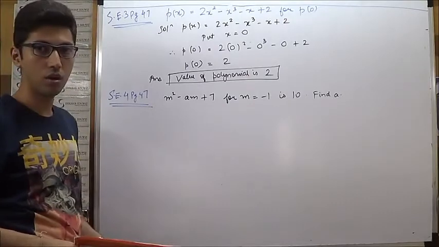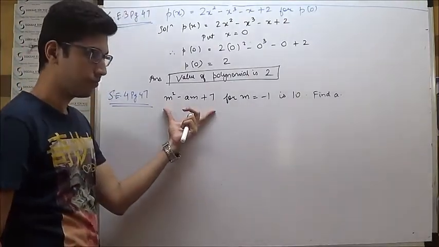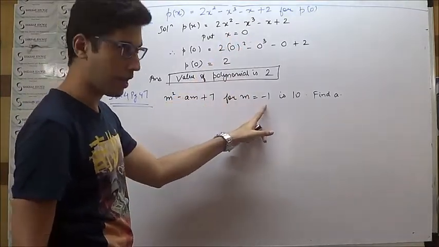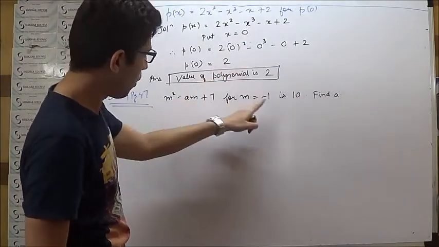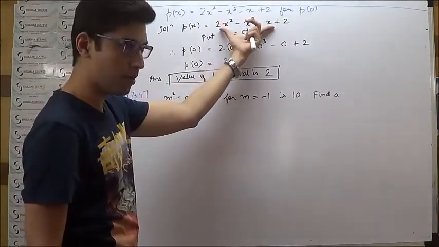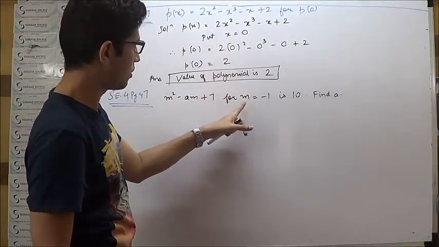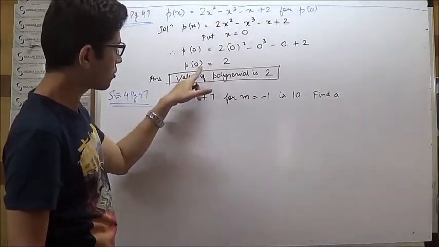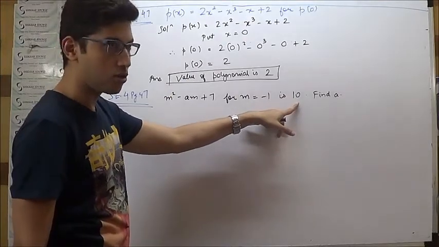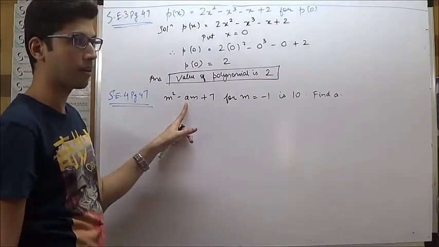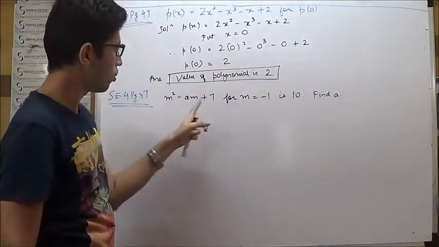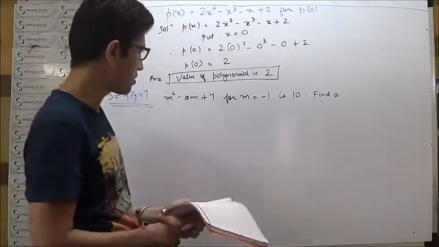So you are given the polynomial and you are also given the value of m, minus 1, and you are given that the value of this polynomial for m is equal to minus 1 is 10. So what all are you given? You are given this polynomial, you are given the value, that is m's value minus 1, and the final answer also, that p of m, that is p of minus 1, is 10. So to find, a is unknown, right? The value of m is known, this equal to 10 is also known, so only one unknown, a. So our steps remain the same.